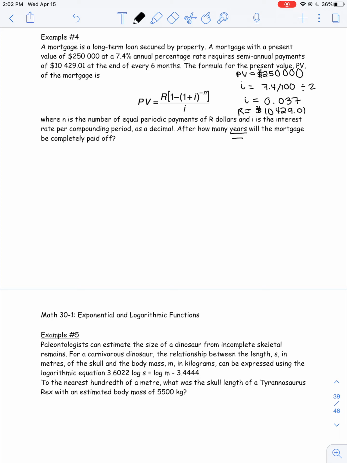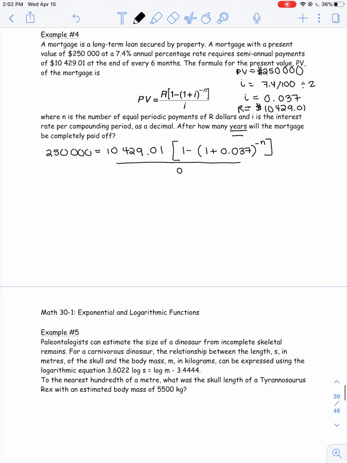So what we're going to do is put 250,000 is equal to our R, and then in square brackets, 1 minus, in rounded brackets, 1 plus 0.037 to the power of negative n. And then we're going to divide this entire right side by our I, which is 0.037. So we're going to have to isolate for n.